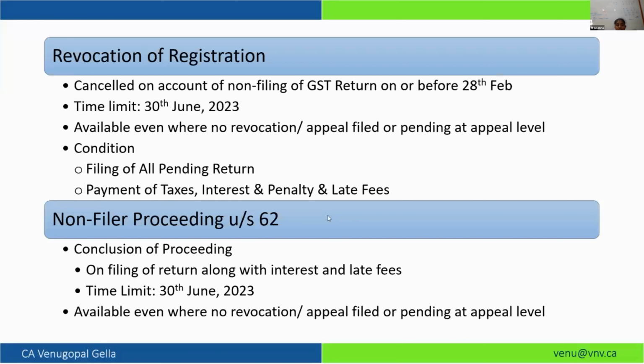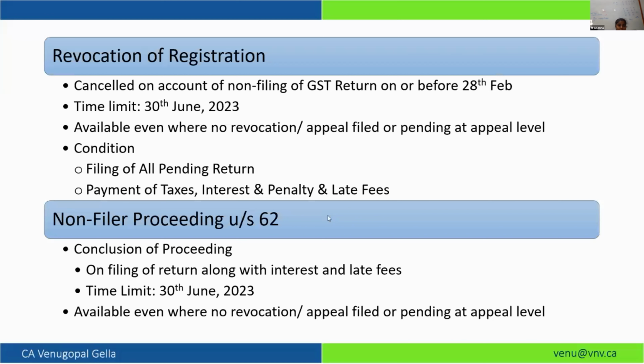The next one. Next, non-filer proceedings under Section 62. Section 62 is of assessment of non-filers of return. It deals with where a registered person fails to furnish the returns even after service of a notice. Under this section also, we can restore our GST registration on or before 8th June 2023. For this also, the following two conditions need to be satisfied. As said previously, we should file all the pending returns and pay the taxes along with interest, penalty and late fees.